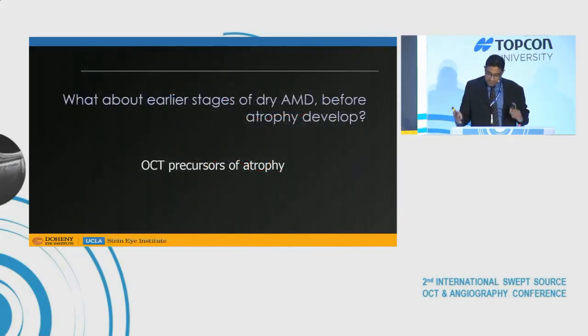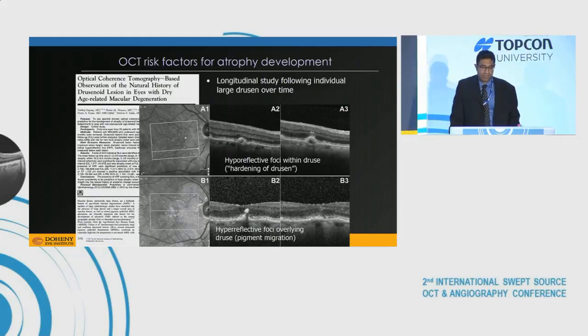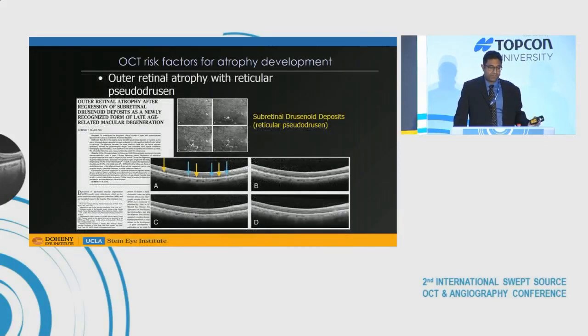I want to step back in the last section of my talk. I might go just a minute over because I started behind, but I want to talk a little bit about the earlier stages of dry AMD before atrophy develops, because that's been a real focus area for us. We were one of the first to publish a paper in Ophthalmology a few years ago now, showing that these hyperreflective foci within drusen, and especially this type of feature, this hyperreflective focus in the retina, which we think represent areas of pigment migration, seem to be very important predictors of which areas go on to develop atrophy within the fundus.